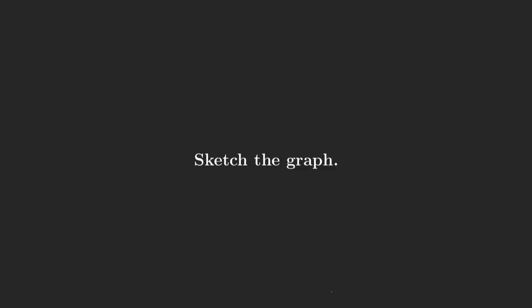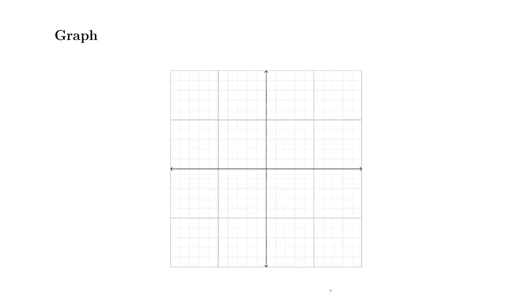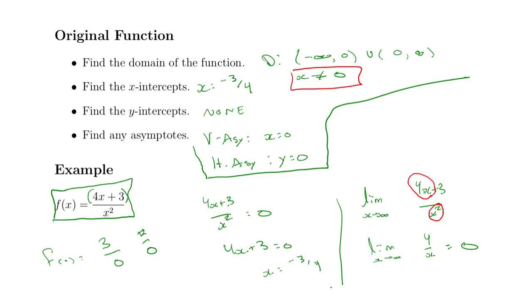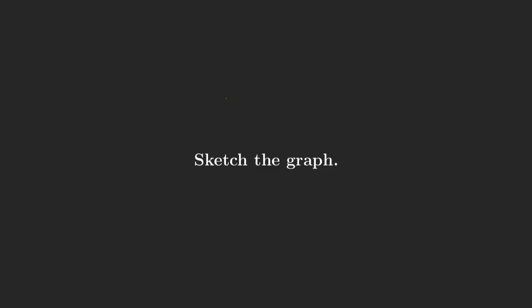What we need to do now is sketch the graph. So I've got our axes here. Let's just start plotting some stuff. So I'm going to go all the way back to the beginning, and I'm going to check out where our asymptotes were. We've got a horizontal and vertical asymptote at 0 and an x-intercept at -3/4. So let's go ahead and put that stuff in here.